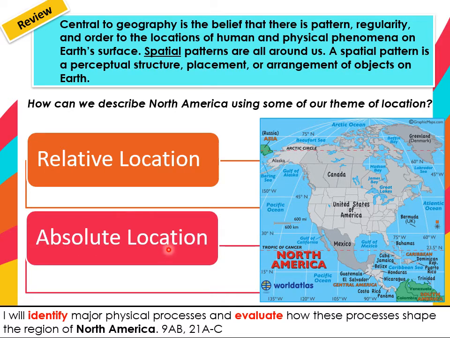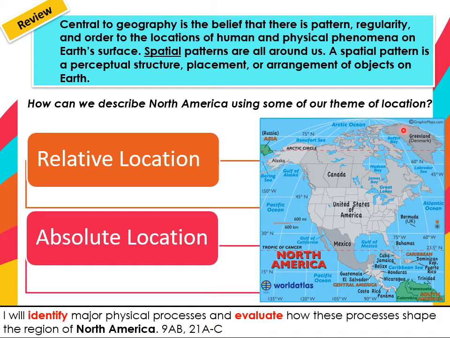How can we describe North America using our theme of location, relative and absolute? So relative location, for instance: Alaska is northwest of Canada and the United States. It's in the northwest region, to the south of the Arctic Circle. Here's the Arctic Circle, and actually, parts of Alaska are above the Arctic Circle. Russia is on the Asian continent to the west. But really, this is the weird part: if you look at the globe, it actually goes around far east.